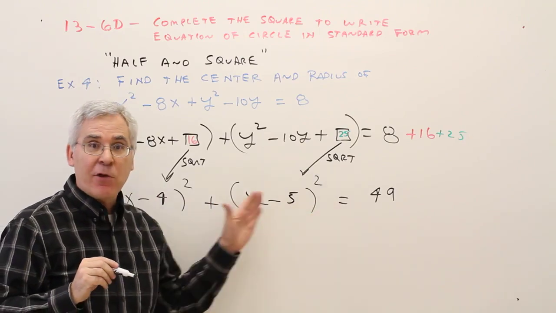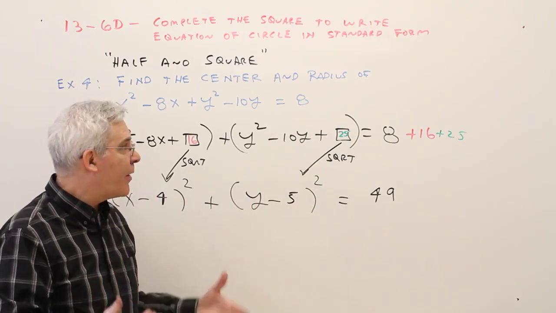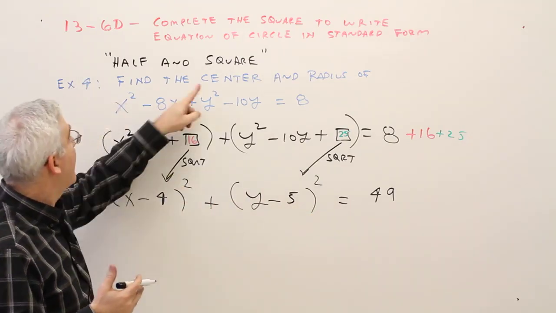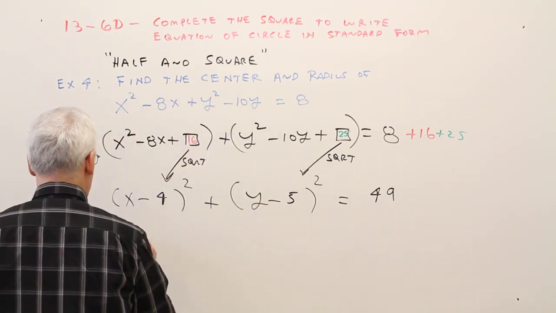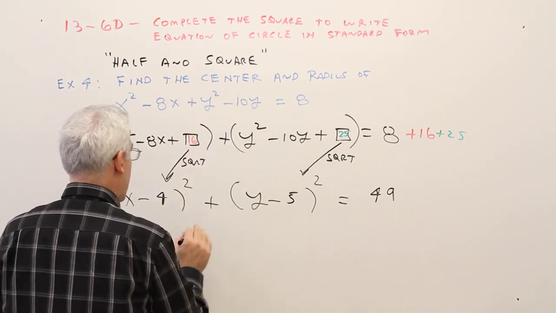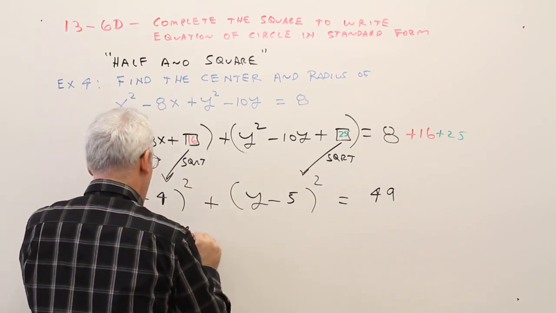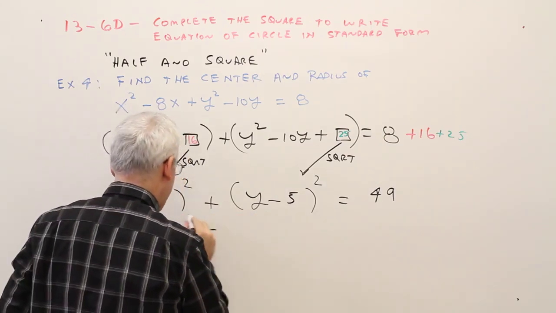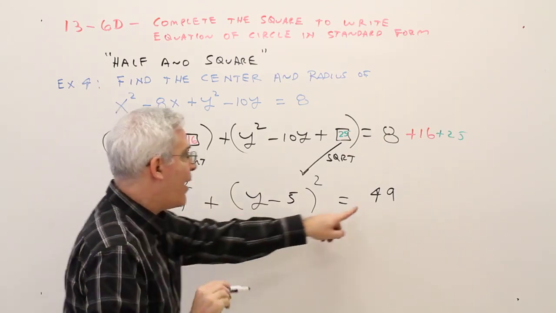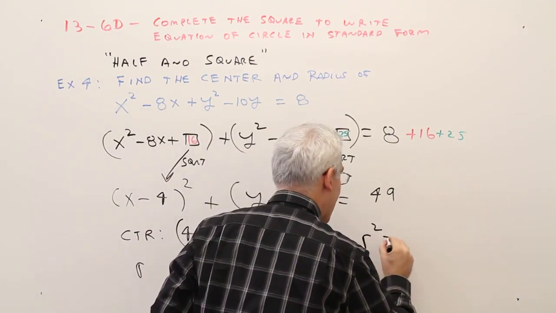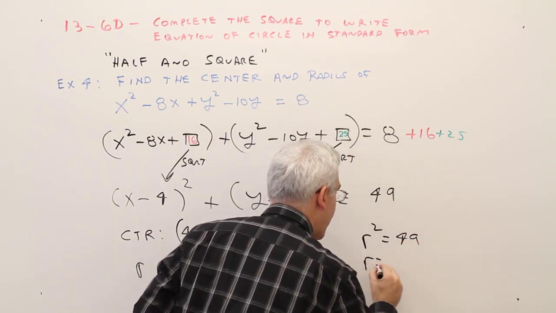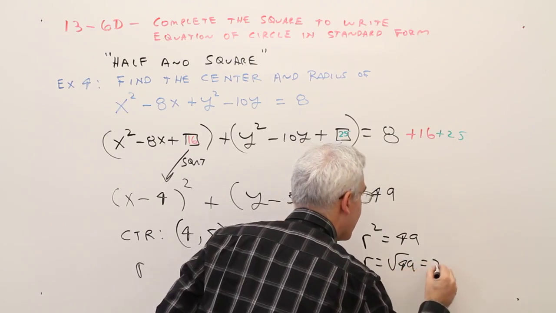So I now have the equation in standard form, and now I could readily identify the center and the radius. So the center is opposite 4, opposite 5. I've got r squared equals 49. So then r would be the square root of 49, which would be 7.